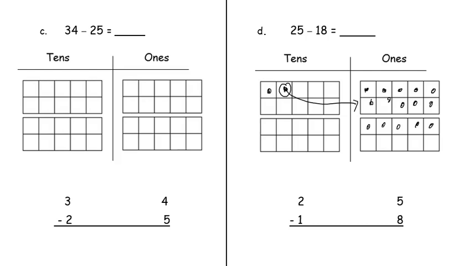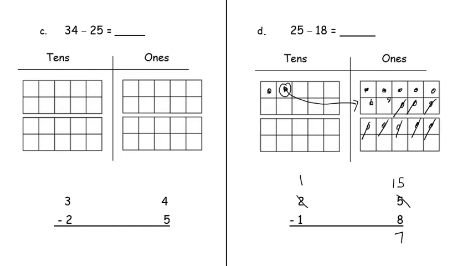So I had 5 1s. I decomposed one of my 10s, so that left 1 10. And I decomposed it into 10 1s. I added it to the 5 1s that were already there. That gives me 15 1s. Now I'm going to subtract my 8. I'll cross off 8. And that leaves me 7 1s.